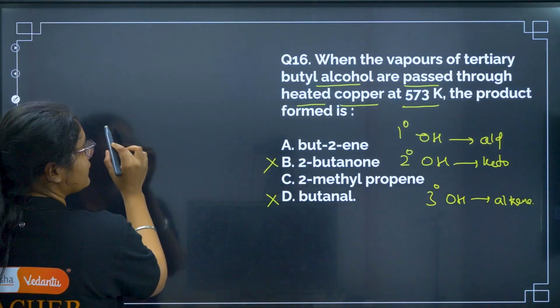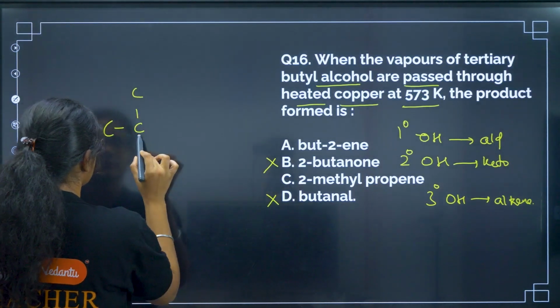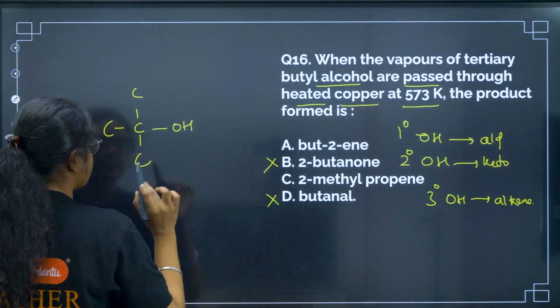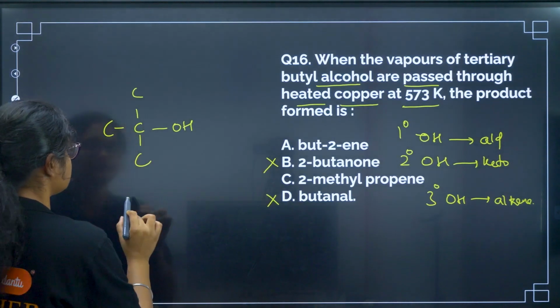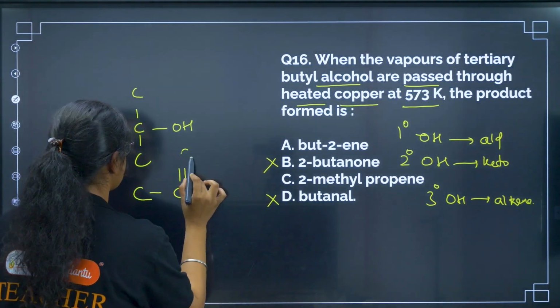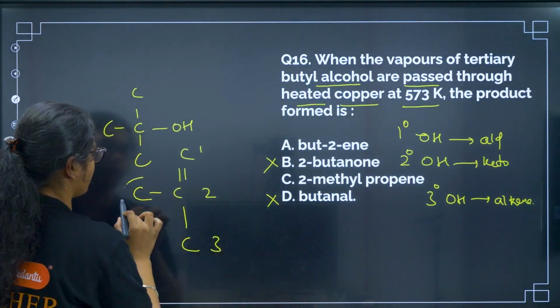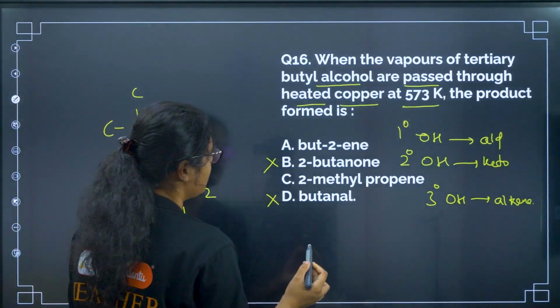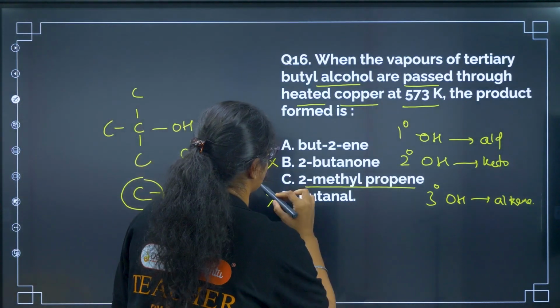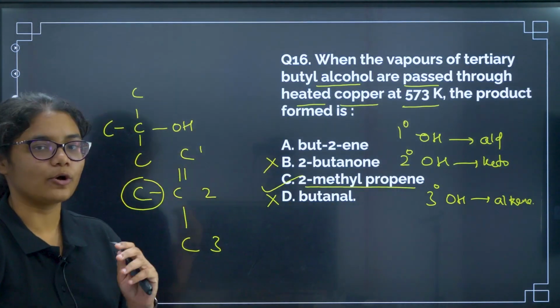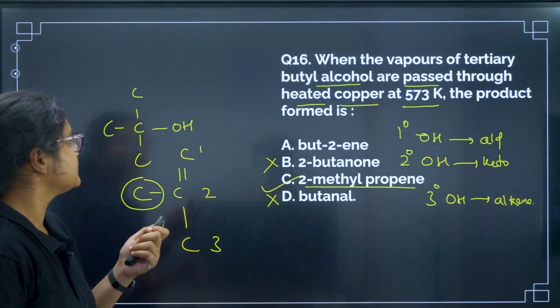So first is tertiary butyl alcohol. This is the condition. Now when there is elimination, we get this product. Okay. So if you just name it 1, 2, 3, so 2-methyl propene, right? So we will get 2-methyl propene. So the correct answer for this question will be option number C. Okay, now let us see the next question.